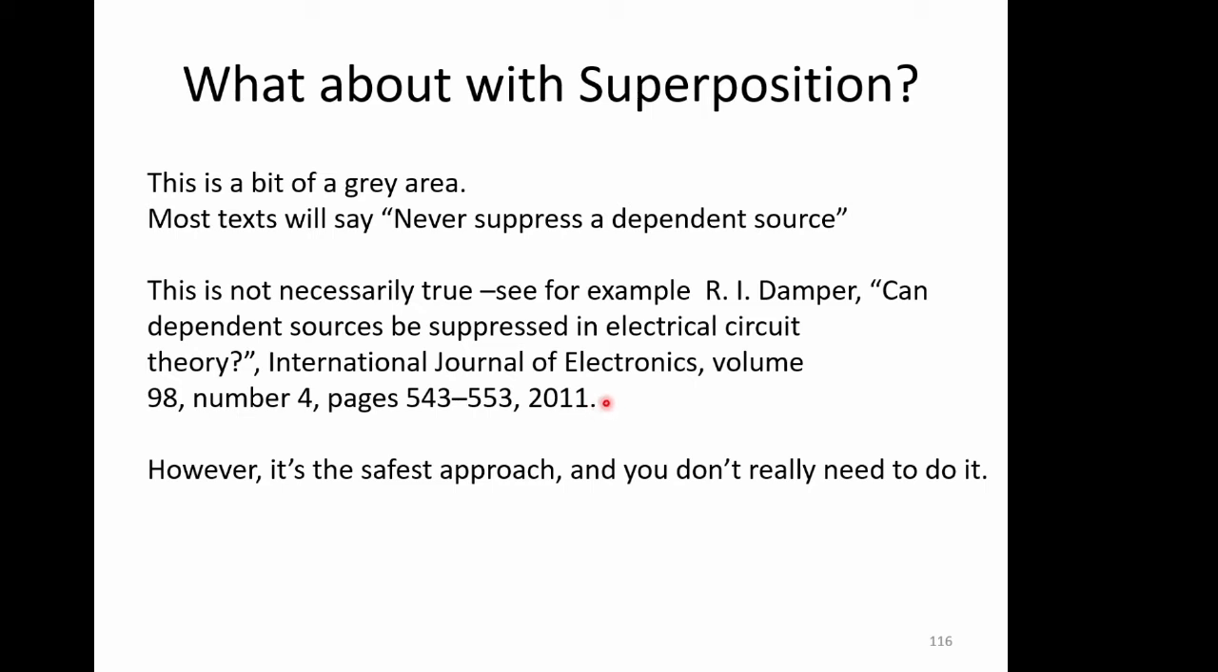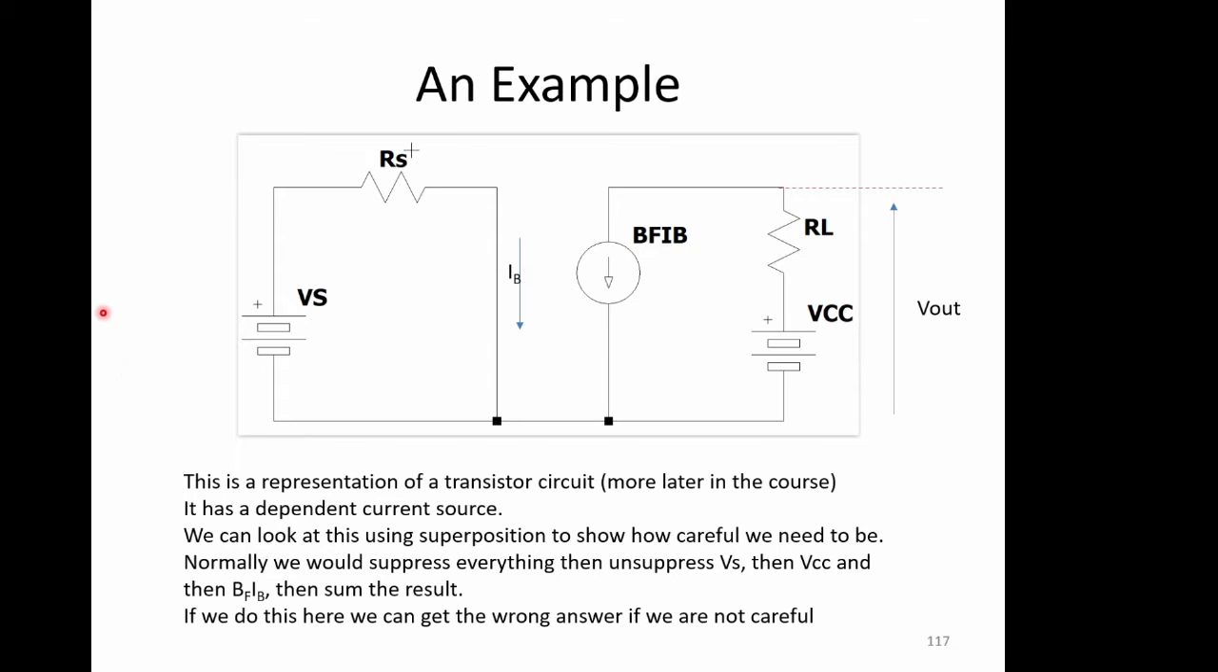Question everything, I suppose, is the answer. But it is the safest approach, and you don't really need to do it. But let's see what you can do. This is a circuit with a dependent source on it. This is the dependent source. It's a current source, and it's related to IB, which is its input current. And that comes from this source voltage here driving a current through the rest of the circuit. This is actually a representation of a transistor circuit, which we'll be doing when we do transistors.